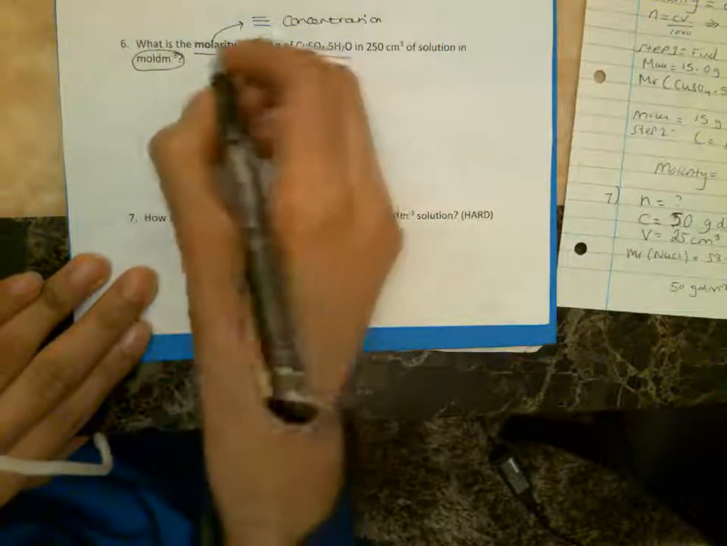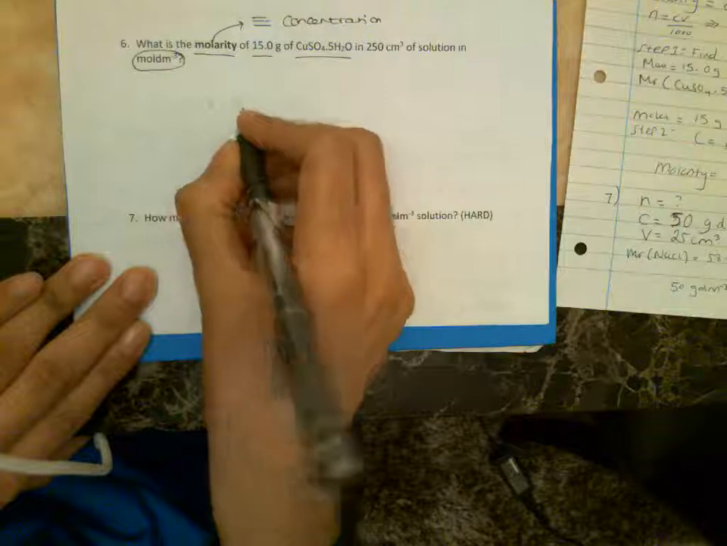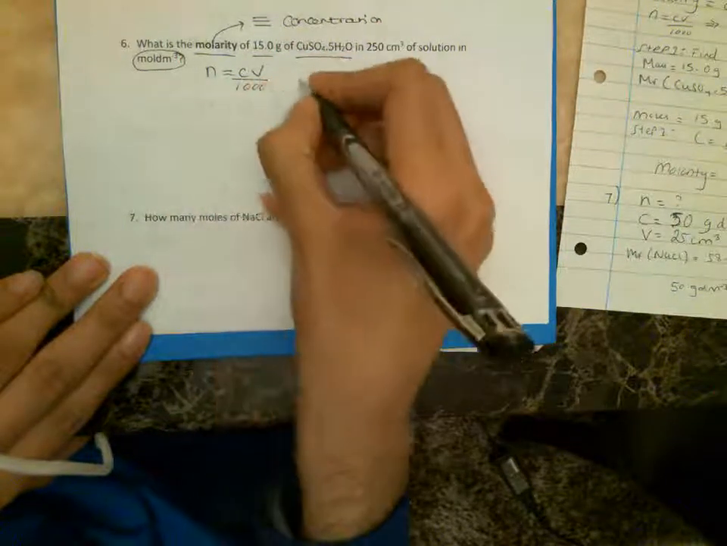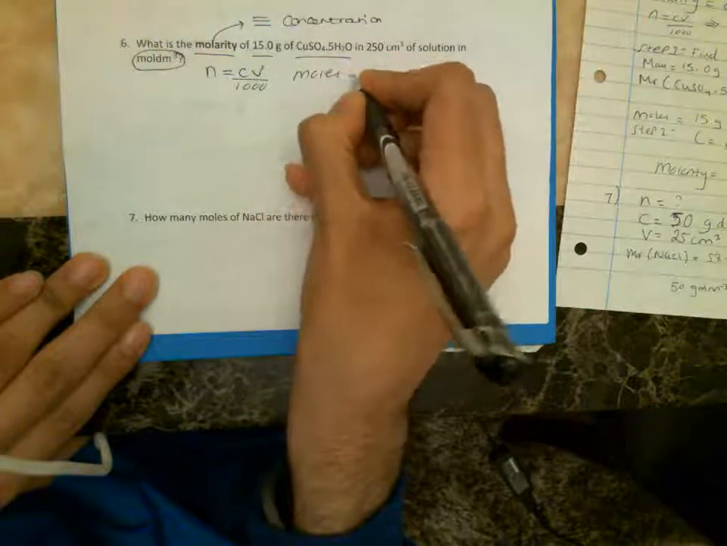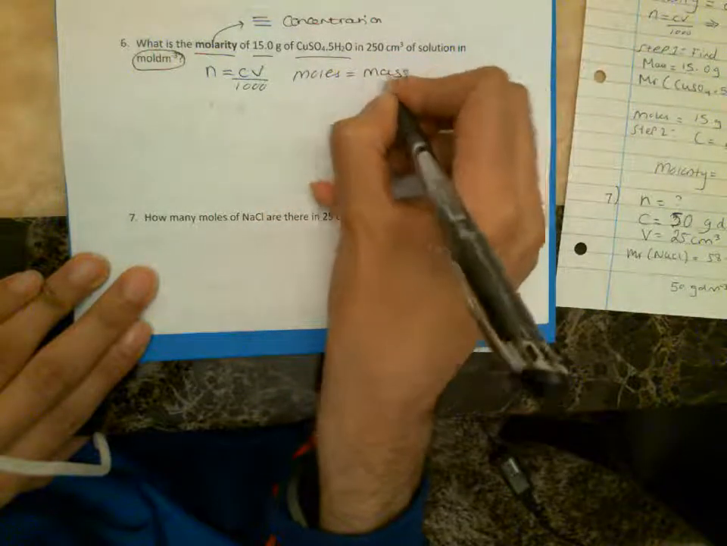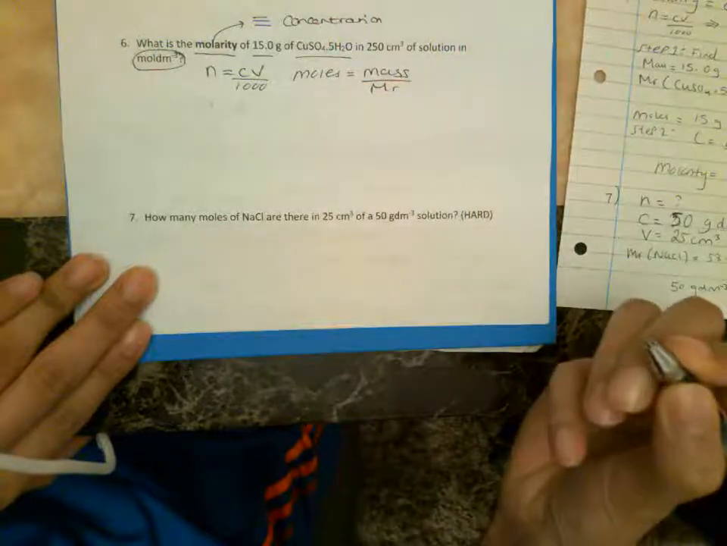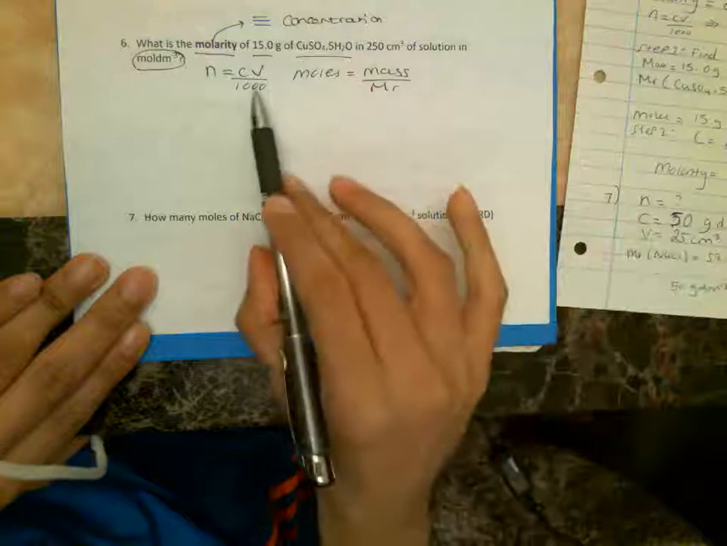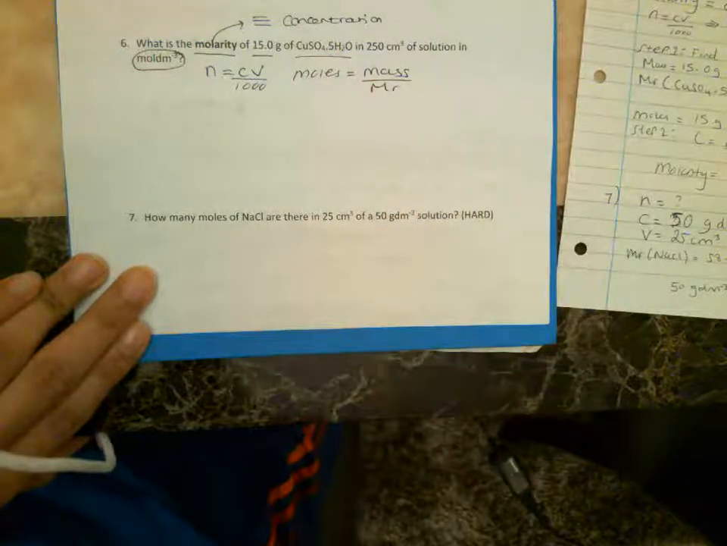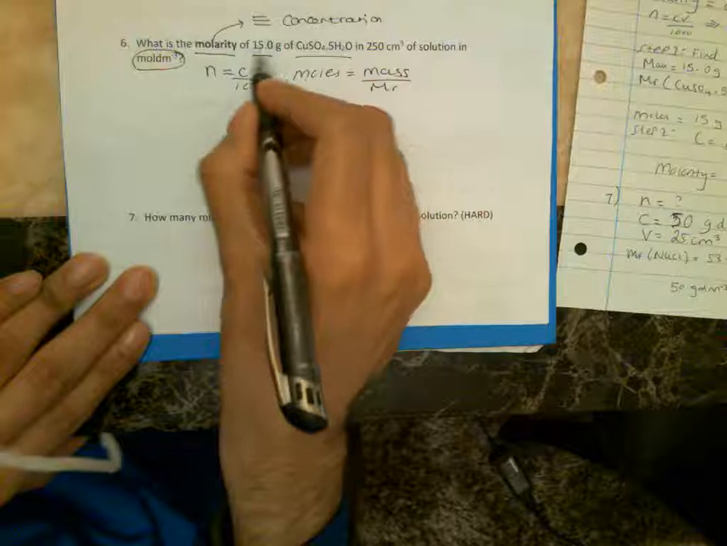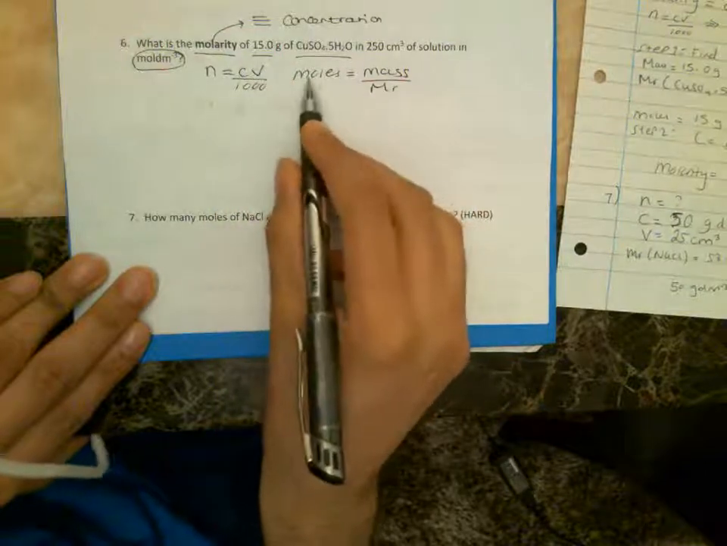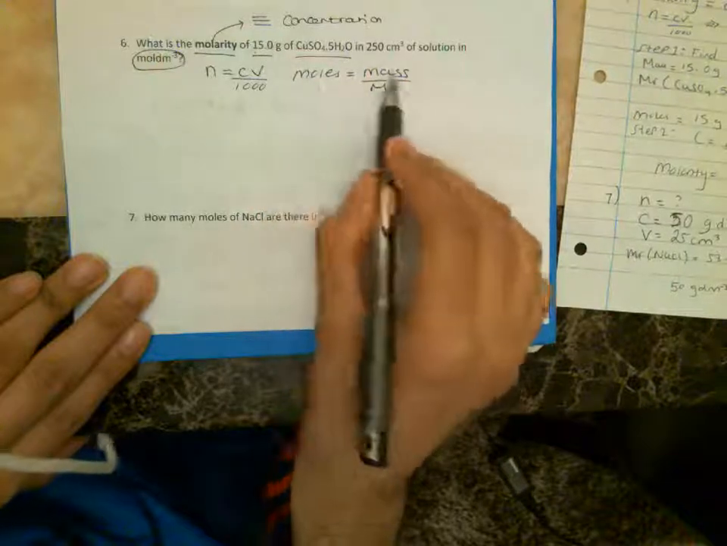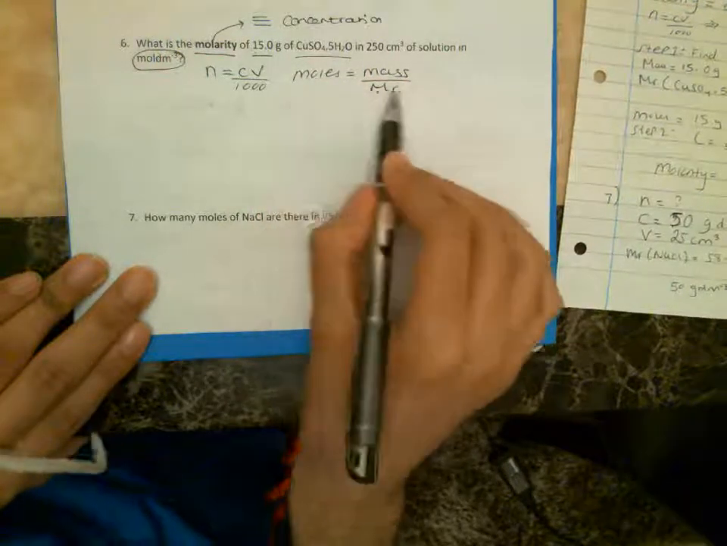Now, it's always good to write down the two equations for calculating moles. So we got moles equals CV over 1,000, and we've also got our friend moles equals mass over MR. Again, these two equations need to be in your mind. Okay, so moles equals mass over MR. Now, we've got our mass, so I think it would be a good idea to use this equation to calculate the moles.